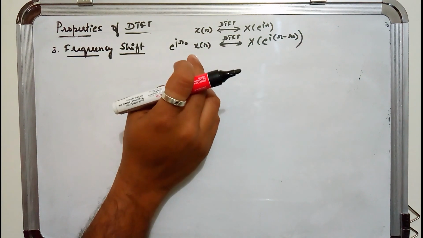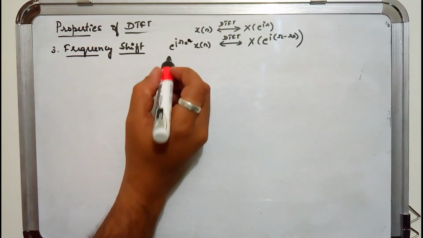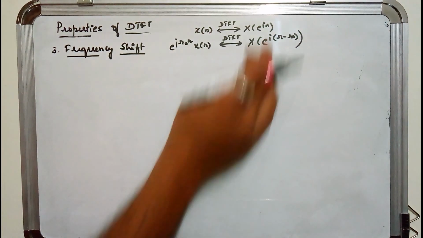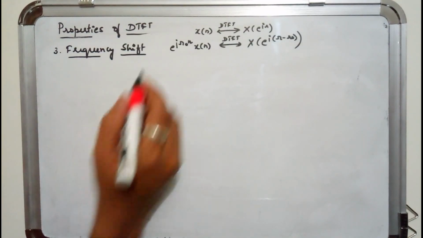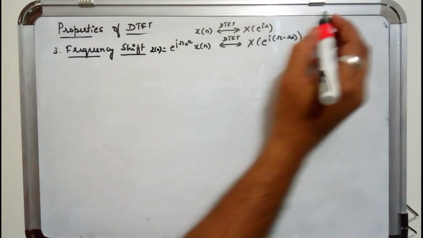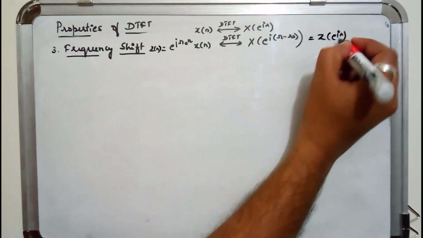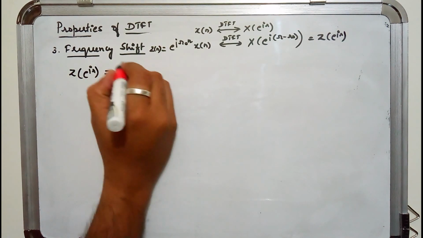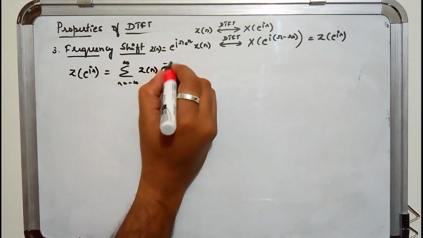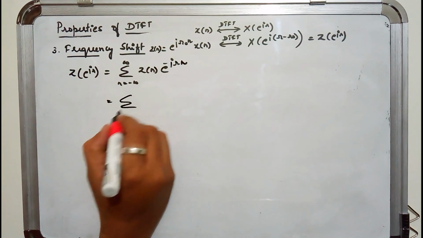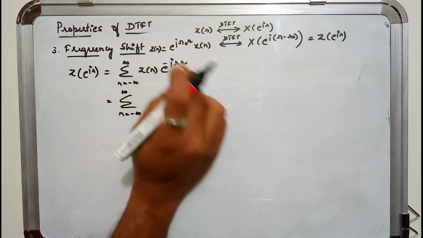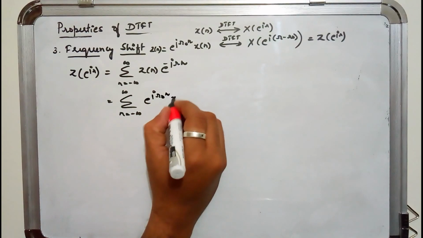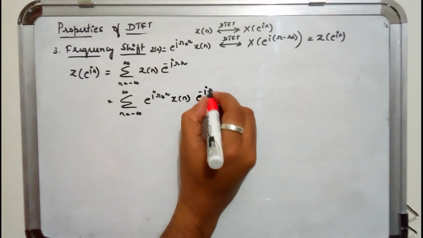with the negative sign. Now if you multiply an exponential in the input itself, then there will be a shift in the frequency. Omega is frequency in the output. Now in order to prove this, I'll assume this as z of n and this as z of e power j omega. So what is z of e power j omega? It is the DTFT of z of n. So summation n is equal to minus infinity to infinity z of n e power minus j omega n. So z of n is e power j omega naught n into x of n into e power minus j omega n.